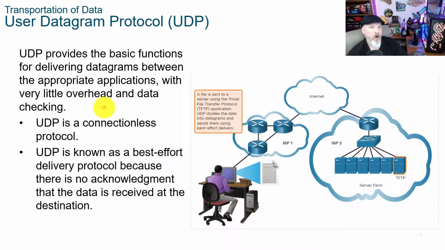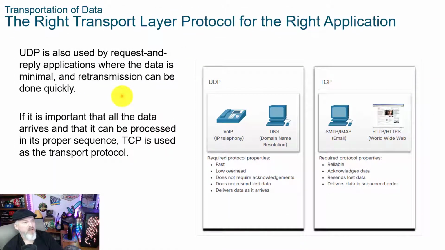TCP, on the other hand, always makes sure that the data gets there or it retransmits. So TCP is reliable. It always makes sure that its packets get there. UDP, don't care. It just sends the information. So we need to have the right transport layer protocol for the right application. UDP is also used by request and reply applications where the data is minimal and retransmission can be done quickly. And if it is important that all data arrives and that it can be processed in its proper sequence, TCP is used as the transport protocol.